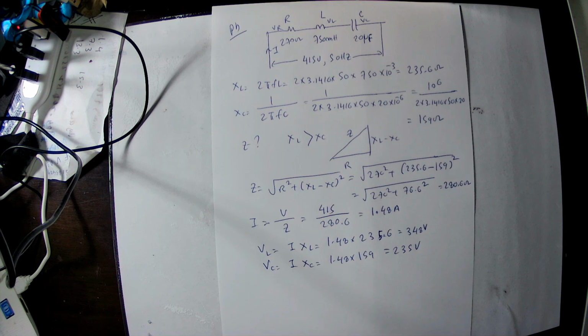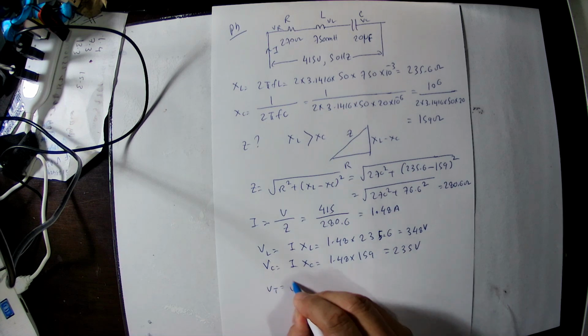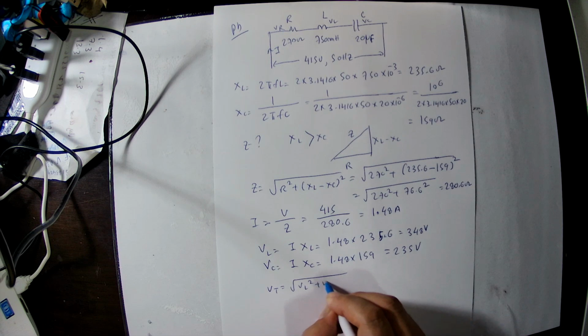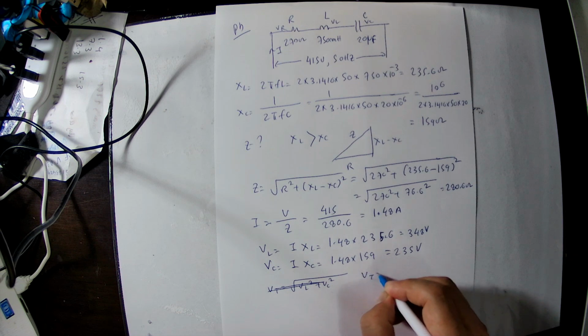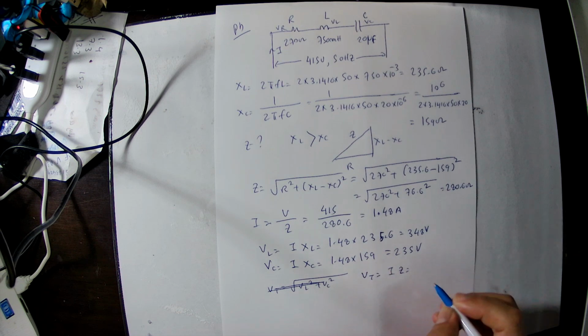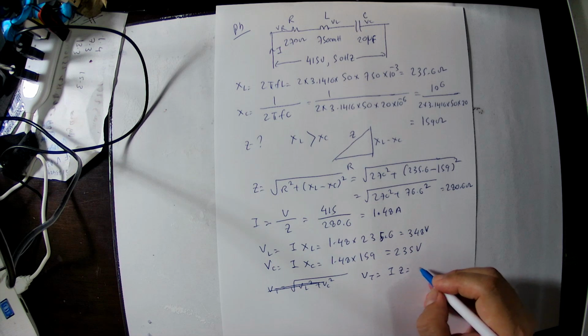And the total supply voltage VS needs to be calculated. VS is the square root of VL square plus VC square. So in this case, the total supply voltage is current multiplied by impedance. The supply voltage VS equals current multiplied by impedance. The current is given, 1.48.